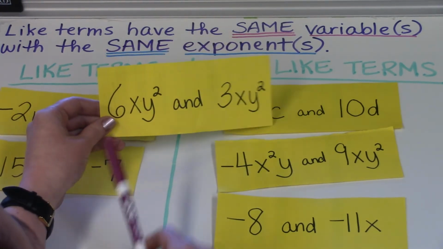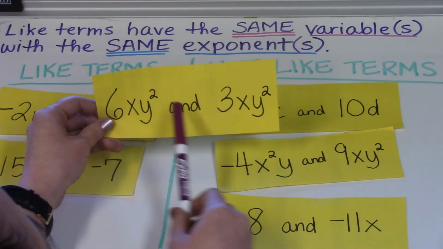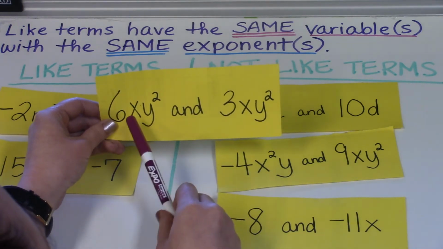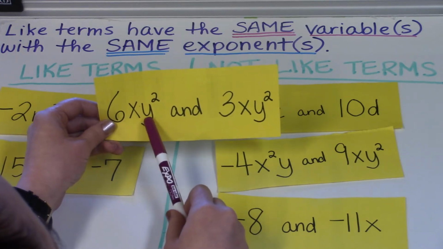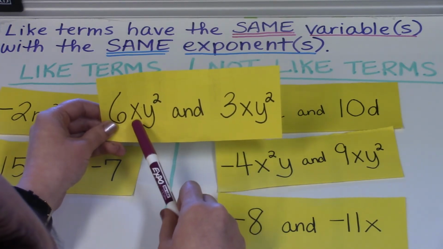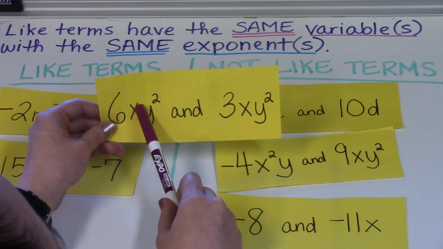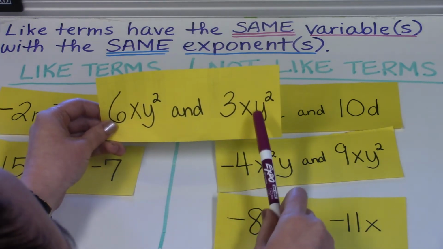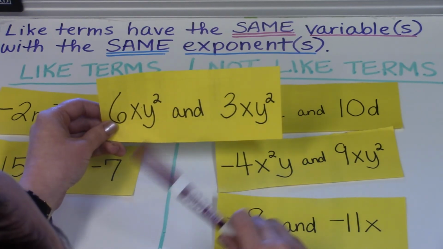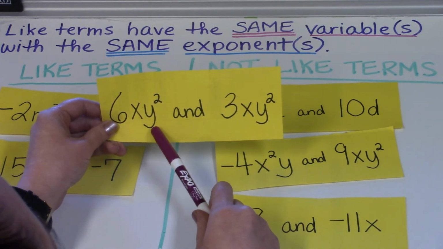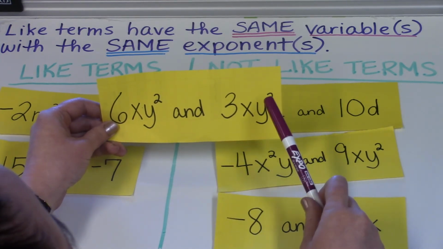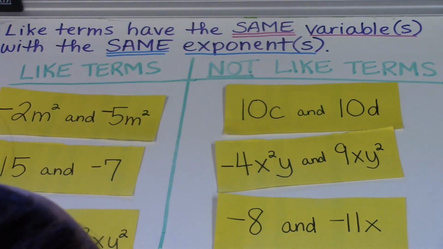And for the last pair, we have 6xy squared and 3xy squared. If you look at the variables, both terms have an x and a y. And if we look at the exponents, x has an exponent of 1. That's why we don't see an exponent there. And the same thing happens in the second term. We have x to the first power. For y, we have y to the second power, and in this term, we have y to the second power. So these two terms would be considered like terms.